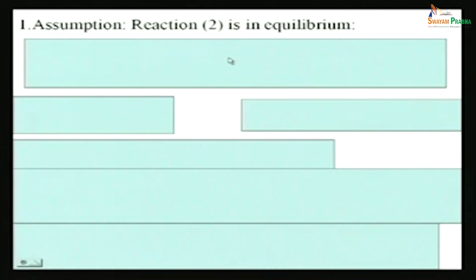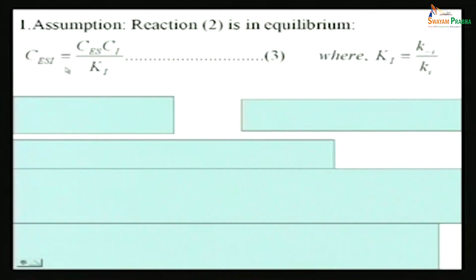So what would that lead to? If you assume that the second reaction is in equilibrium, what will you get? Right, so this is what you will get. C_ESI equals C_ES times C_I over K_I, where K_I is the equilibrium constant for the inhibitor, the backward reaction over the forward reaction. Fine.